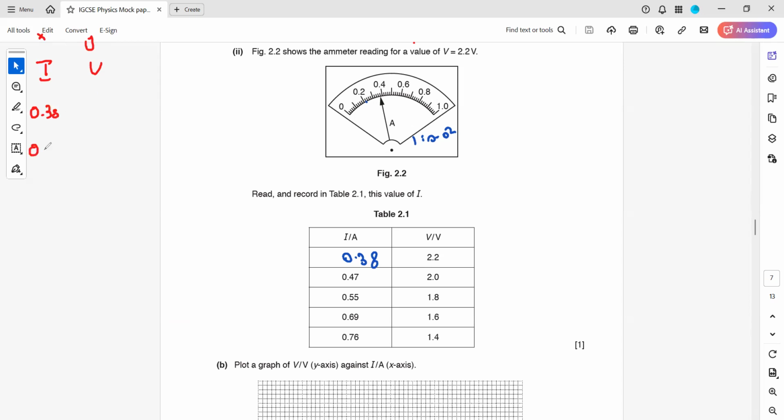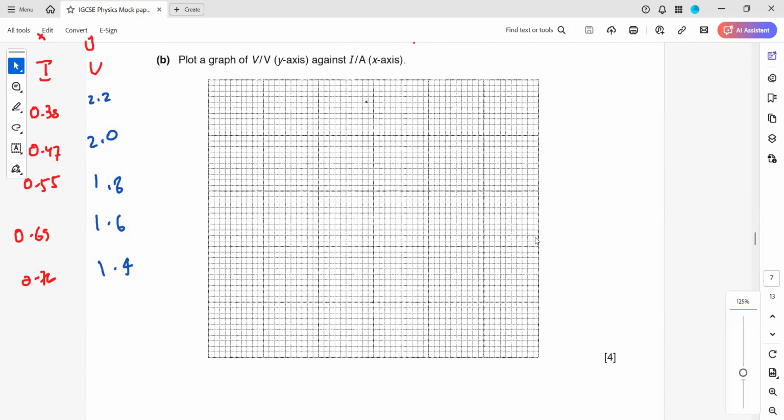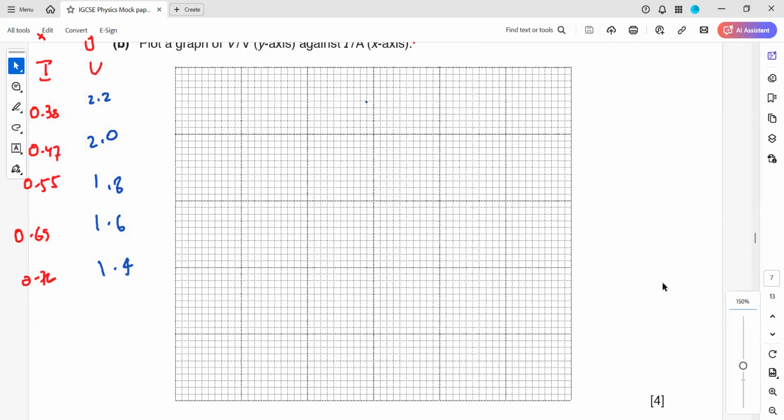0.38, 0.47, 0.55, 0.69, and 0.76. Okay. These are our values. Now, look, in this question, they did not specify that you should start your graph from the origin. They did not say that the first value should be 0. Nothing they said. So now you have an option. You can start with any number, okay?